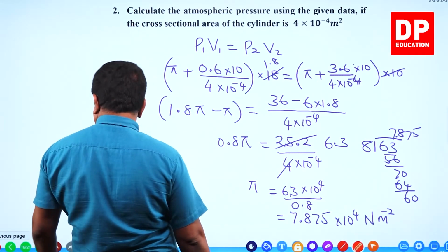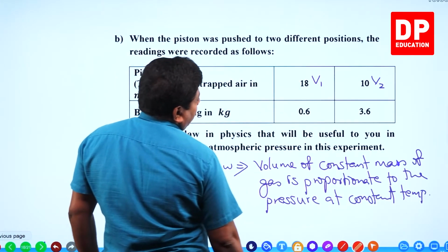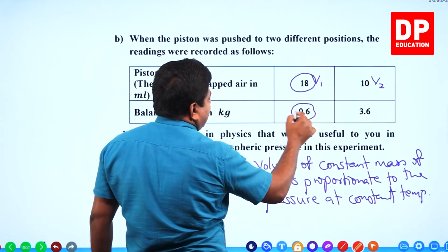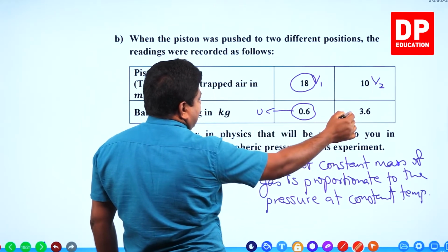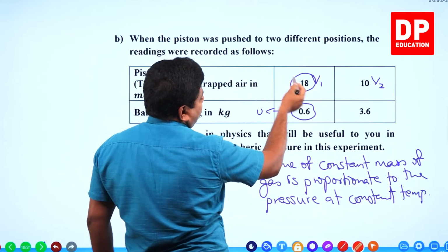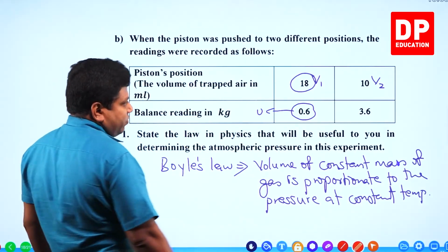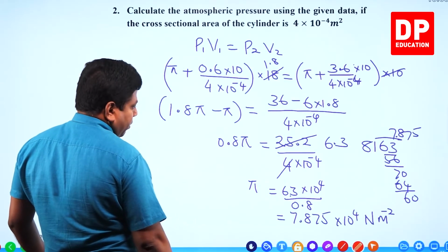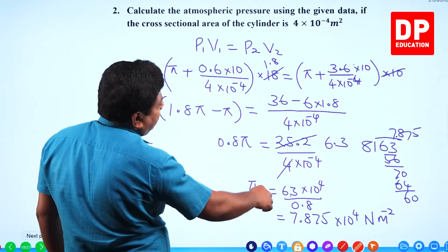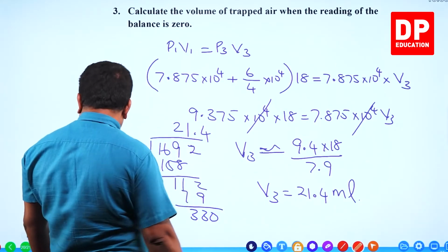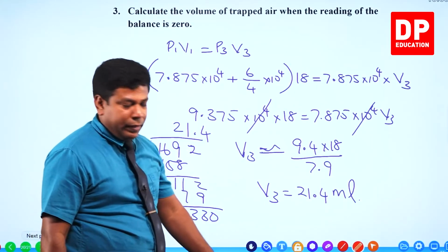Go back and see here. When it was 0.6, it was 18 milliliters. Now this has become 0.2. So obviously when the pressure reduces, the volume has to increase. It has to be more than 18. So if we solve it properly, it has to be more than 18. Yes, we are getting more than 18. What's the answer we got? We got 21.4 milliliters. Clear?